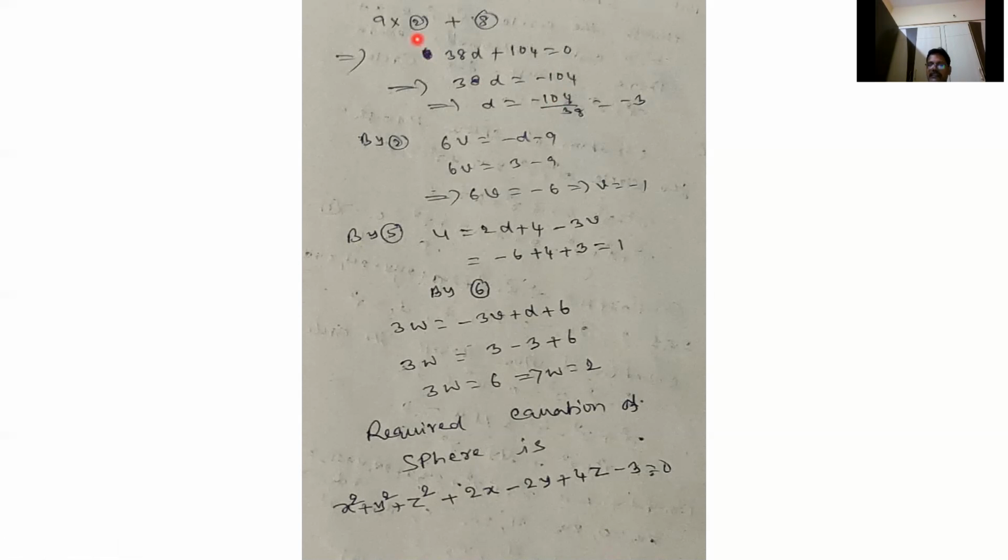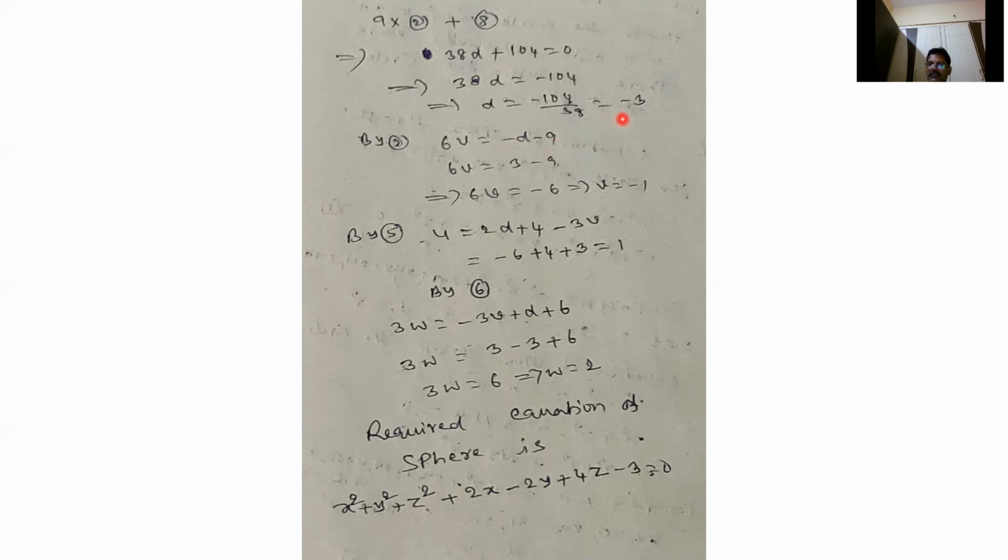Just 9 into 2 plus 8, we get 38d plus 114 here. It is not 104, this is 114. 38d equals minus 114, d equals minus 114 by 38. 3 into 3 into 3 means 114. That is minus 3. So finally, we get d is equal to minus 3.